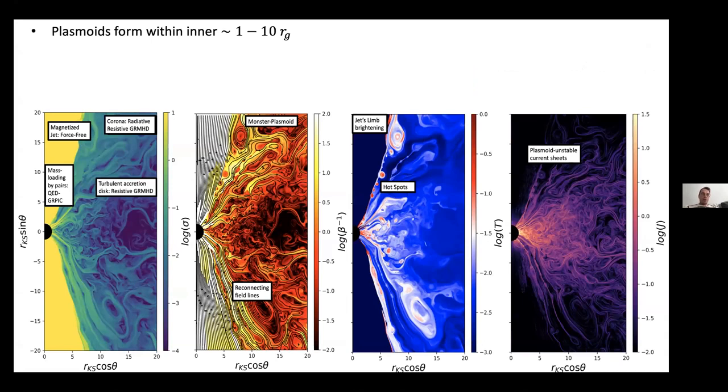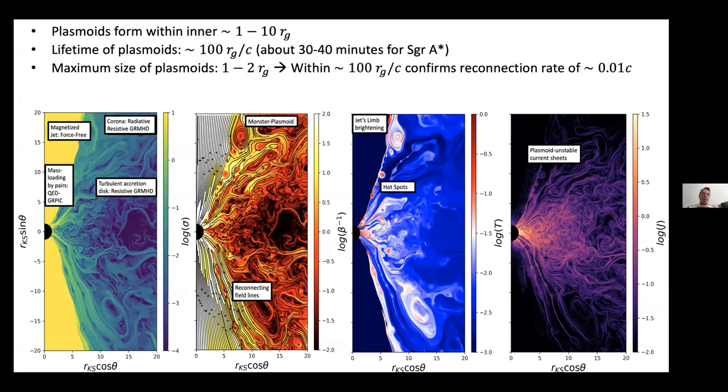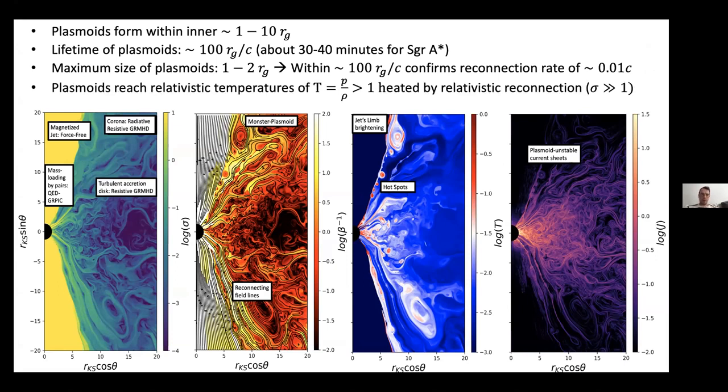We have seen that plasmoids form within the inner 10 RG, which is good. The lifetime of those plasmoids is typically about 100 RG over c, which in Sagittarius A* units is 30 to 40 minutes. And the maximum size of the plasmoids that we see, or the hotspots, so merged plasmoids, is 1 to 2 Schwarzschild radii. And again, this confirms the reconnection rate because they form within 100 RG over c.